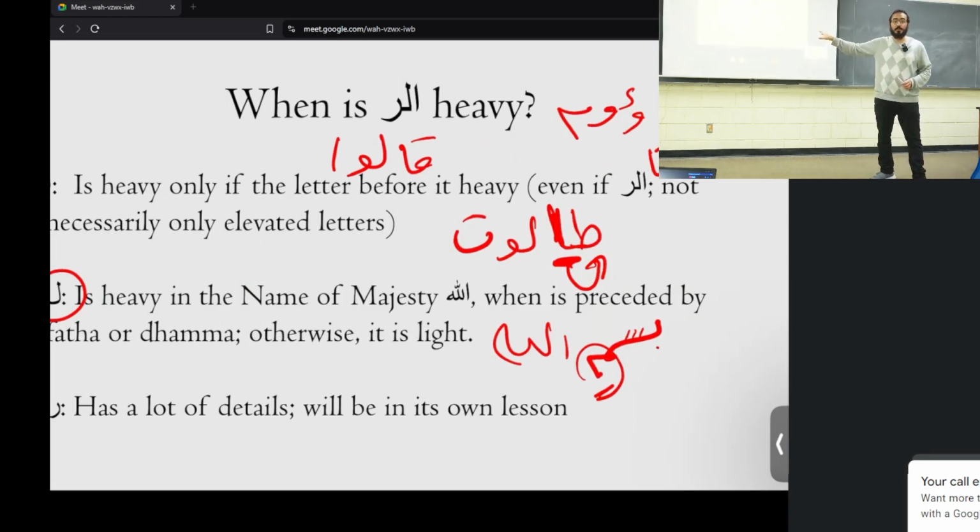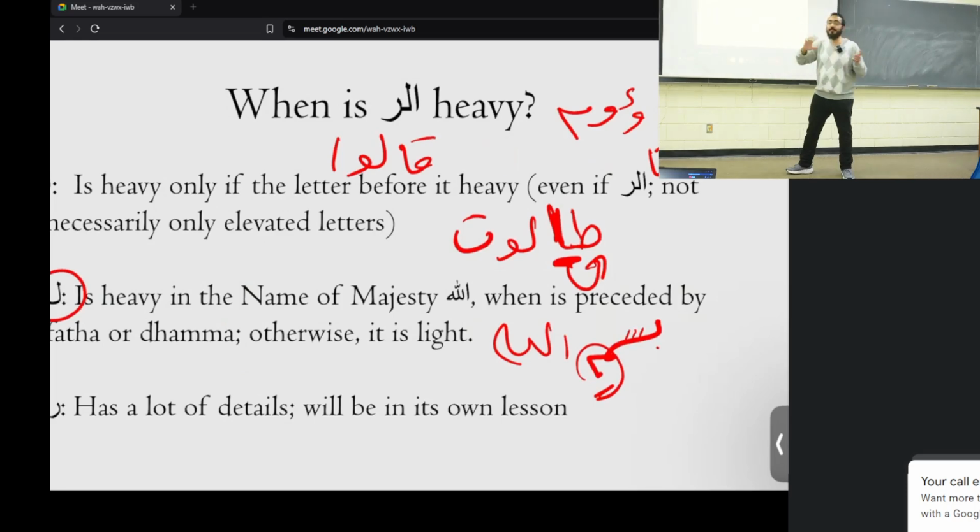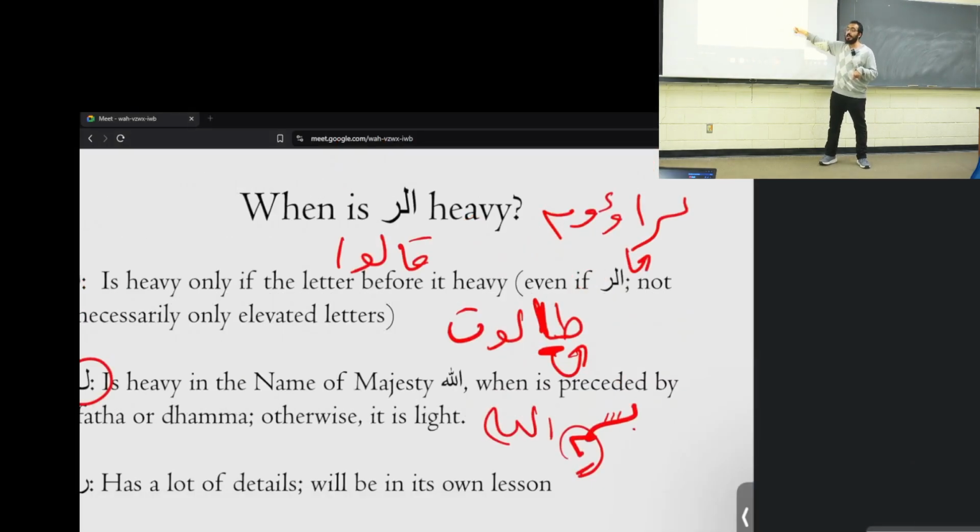Okay? And the ra has a lot of details. We're going to have a lesson for it, explaining when the ra is heavy. There are exceptions, there are no exceptions, there's a whole thing. So we're going to explain the ra on another day. But these are the only exceptions that are not elevated letters. They're not letters where the back of the tongue goes up, but sometimes they are heavy. Alif is heavy if the letter before it is heavy. Lam is heavy in Allah if the letter before it has fatha or dhamma.